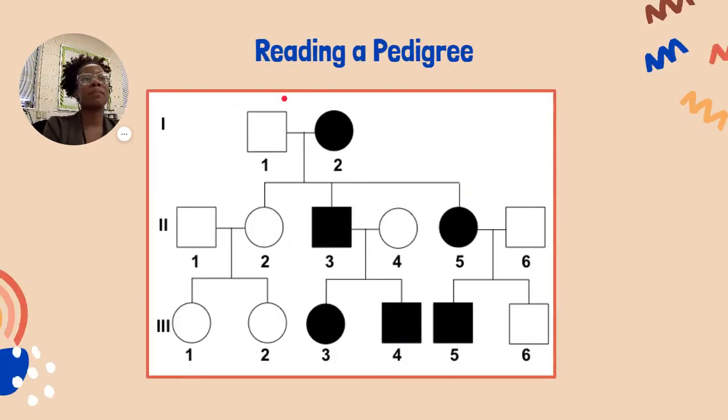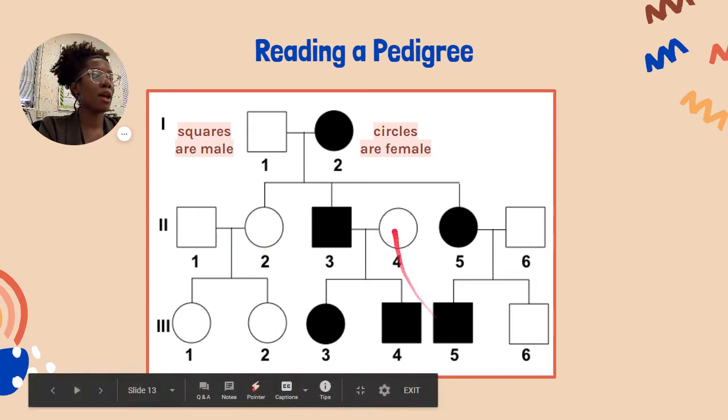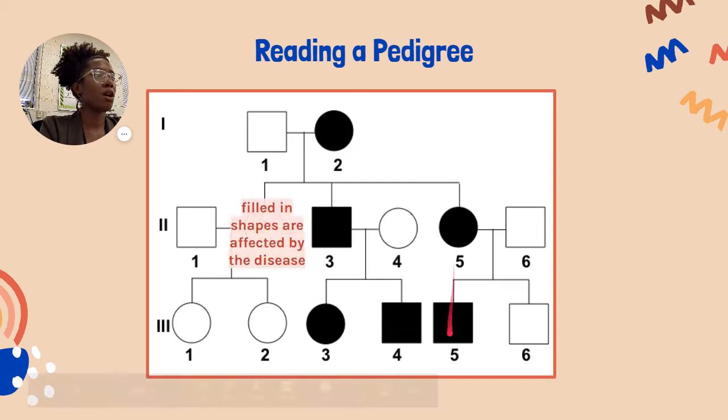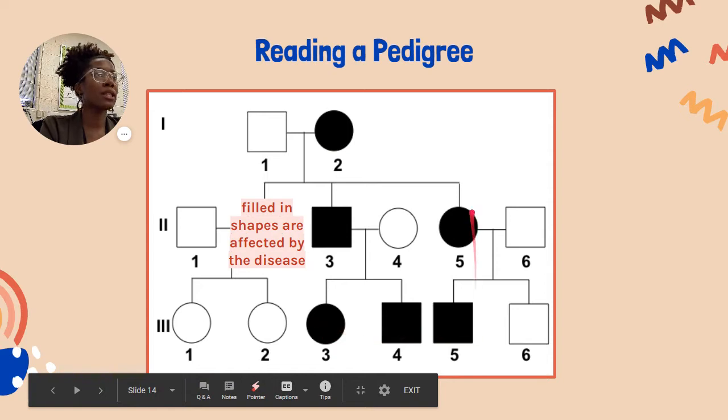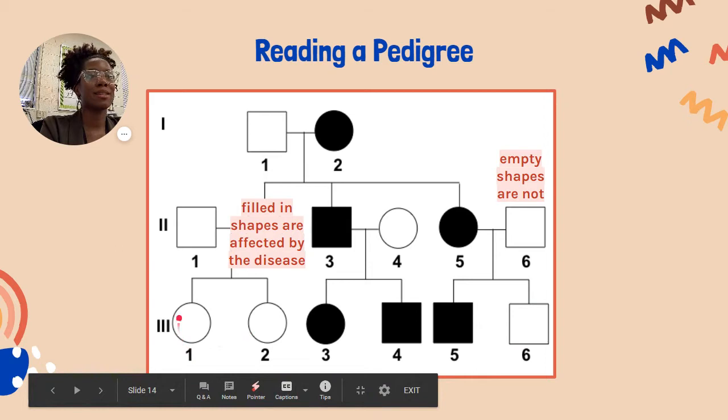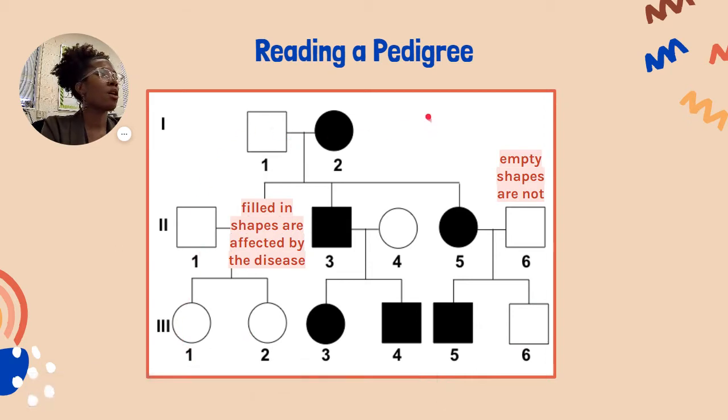Okay, let's see how to read a pedigree. It's pretty straightforward, so just stick with me. First things first, squares are going to be representing males. Circles are going to represent females. So all the squares are males and all of the circles are females. All of the shapes that are filled in are going to have the trait or the disease. All the shapes that are empty do not have the trait that we're looking at.